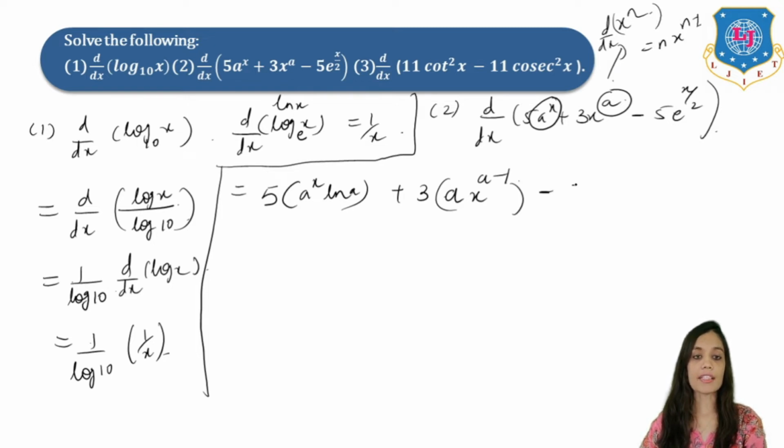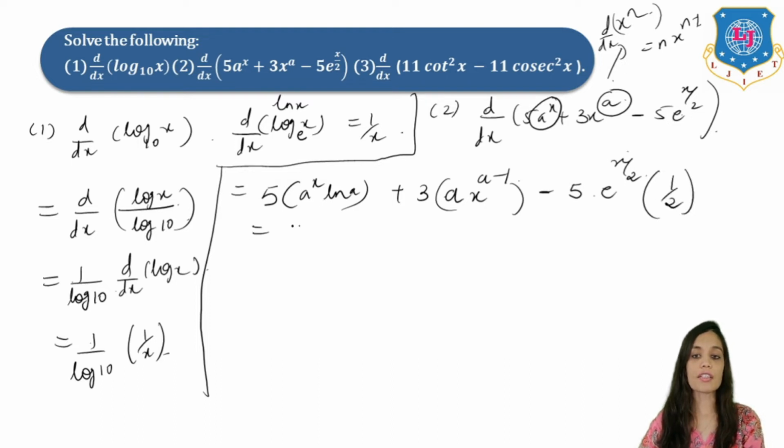Fine. And lastly minus 5. Now derivative of e raised to x is what? E raised to x. So e raised to x by 2. Now here we have constant term, so we have to apply chain rule. So into 1 upon 2.